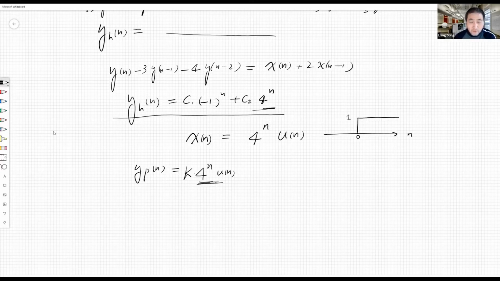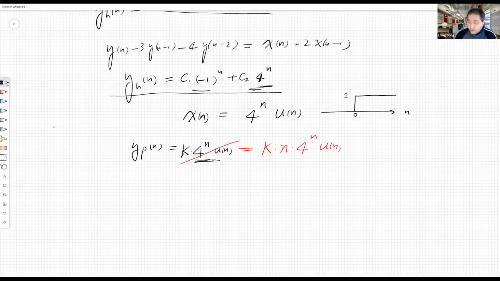So as before, for the roots with multiplicity, we also need to make sure this term becomes independent of whatever I have in the homogeneous solution. Therefore, instead of doing this, I need to put a times n here. So instead of writing this, I need to write it as K times n times 4 to the power n, u[n]. Okay, that just makes sure that this particular solution is independent of any terms in my homogeneous solution. A little trick here.